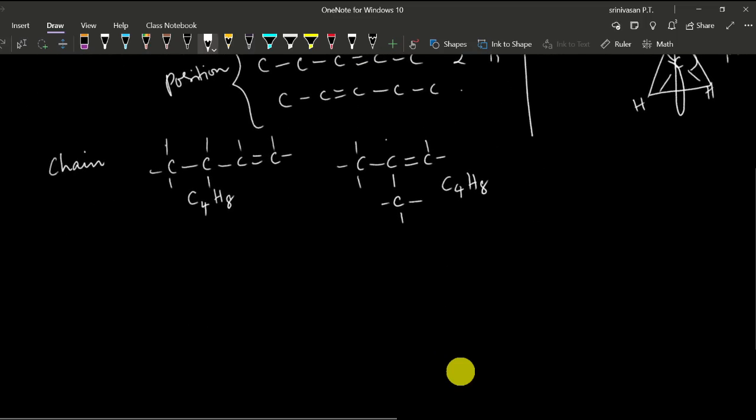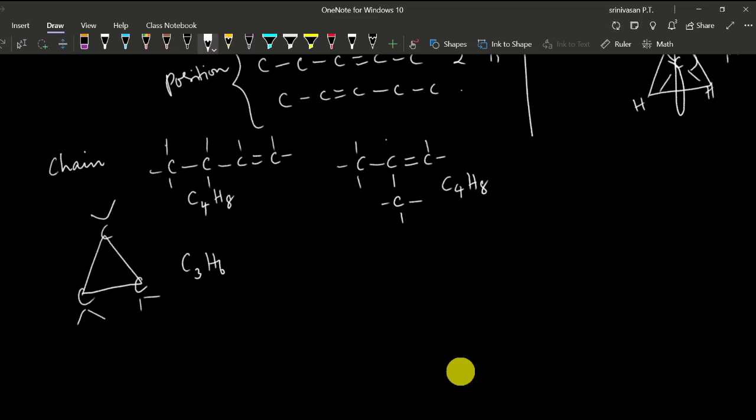Okay, other than this, look at this molecule. If you look at its formula, you will have C, and each carbon will have 2 hydrogen atoms. Therefore you will have C3H6. Now this is a cycloalkane. So alkenes and cycloalkanes are isomers. Alkenes and cycloalkanes are isomers.